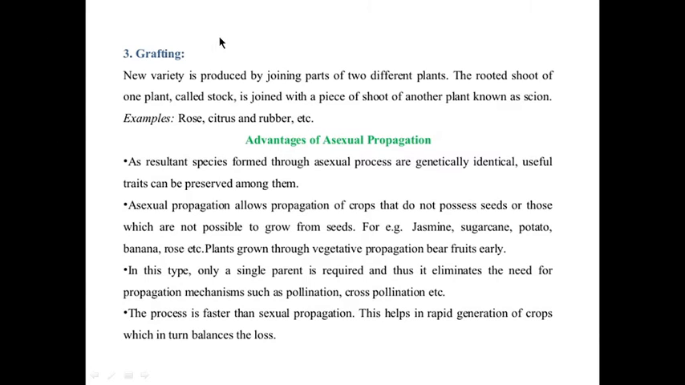In that, the part of one plant is taken. For example, a bud is taken and artistically placed on another plant's stem or another plant's root, and both the partners grow and produce fruit or flower.